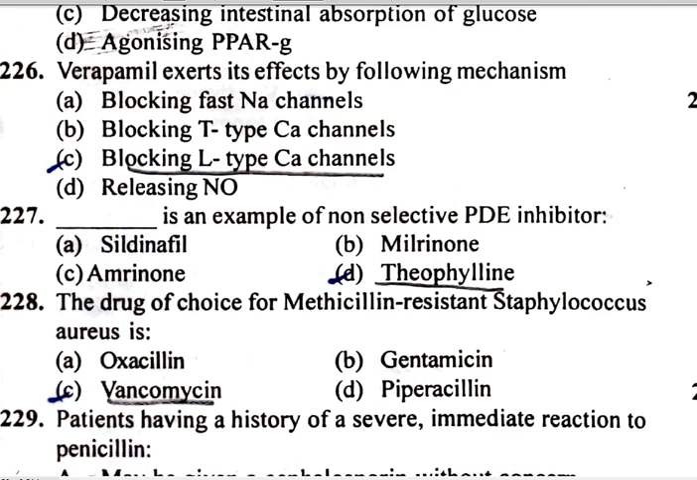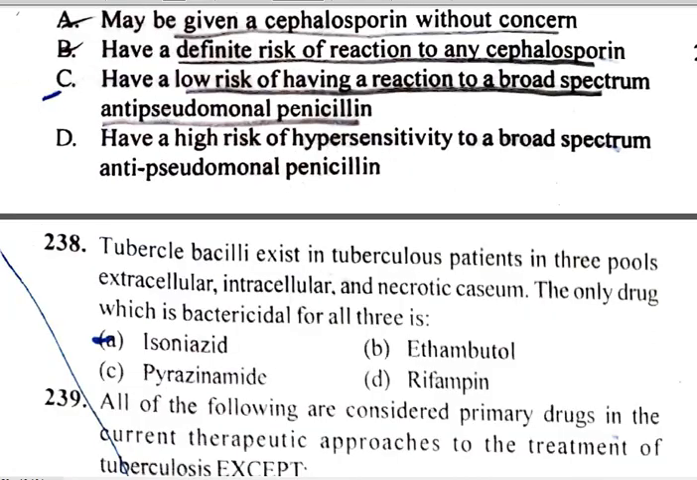The drug of choice for methicillin-resistant Staphylococcus aureus is vancomycin. Patients having a history of severe immediate reaction to penicillin have a low risk of having reaction to broad-spectrum anti-pseudomonal penicillin. Tuberculosis bacilli exist in tuberculous patient in three pools: extracellular, intracellular, and necrotic caseum. The only drug which is bactericidal for all three is isoniazid.